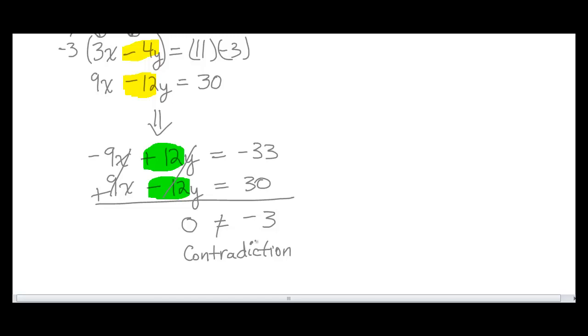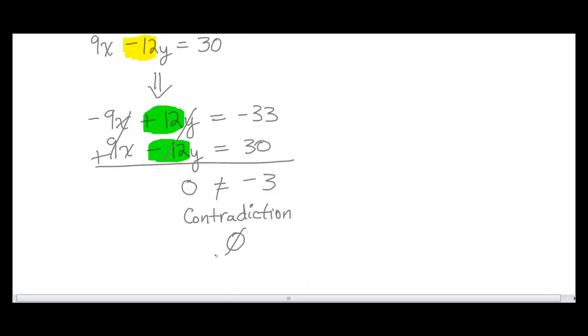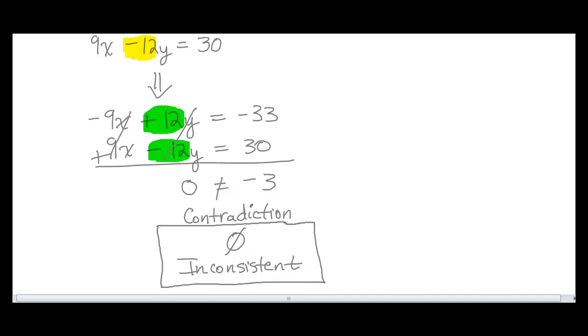And since I have a contradiction here, I know that I have no solution. And if I ask you what type of system we have here, I would say inconsistent. And if I were to ask you what the graph of these two lines would look like, you would say that they'd be parallel, because anytime we have parallel lines, they don't intersect, meaning we don't have an ordered pair that would be a solution.